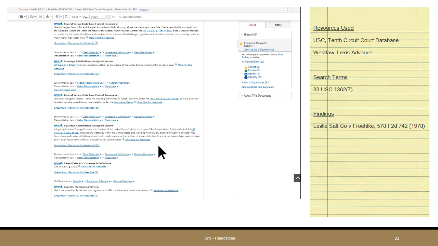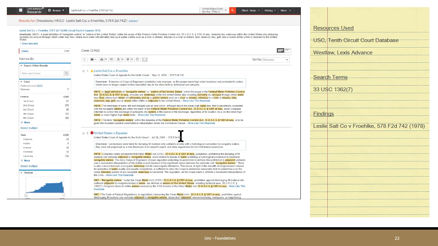Well, we like this. This seems to work for us. So what we can do is click on this more like this head note, which should bring us to additional cases. And before I do that, I just want to point out that this head note is under this topic of environmental law, Clean Water Act, coverage and definitions, navigable waters. This is useful. And we go to more like this head note, and it looks like it will provide an additional 3,962 cases that talk about the same point of law.